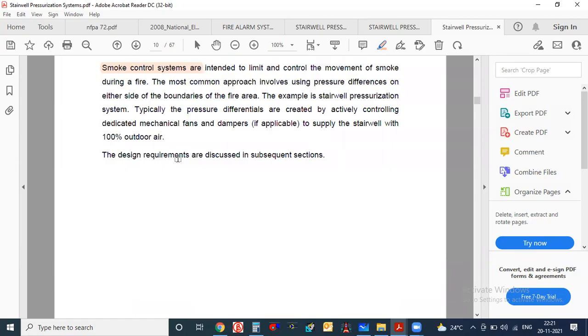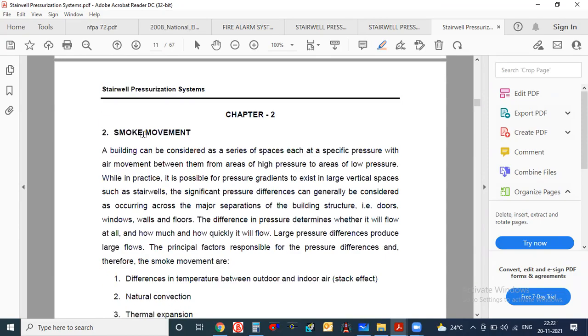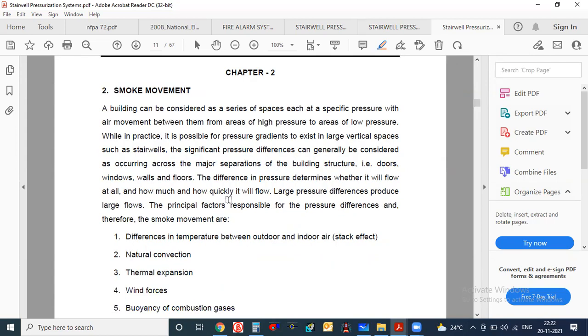And here they have given the design requirements. Smoke movement. What is the smoke movement? A building can be considered as a series of spaces, each at a specific pressure with air movement between them. Some points are written, but here are the important points they have written.